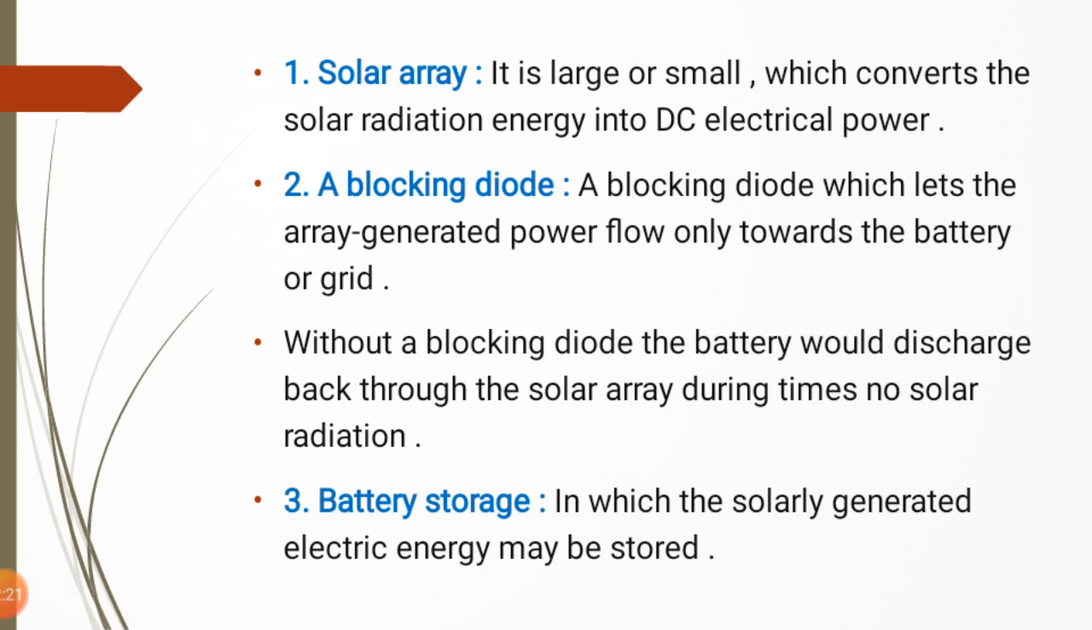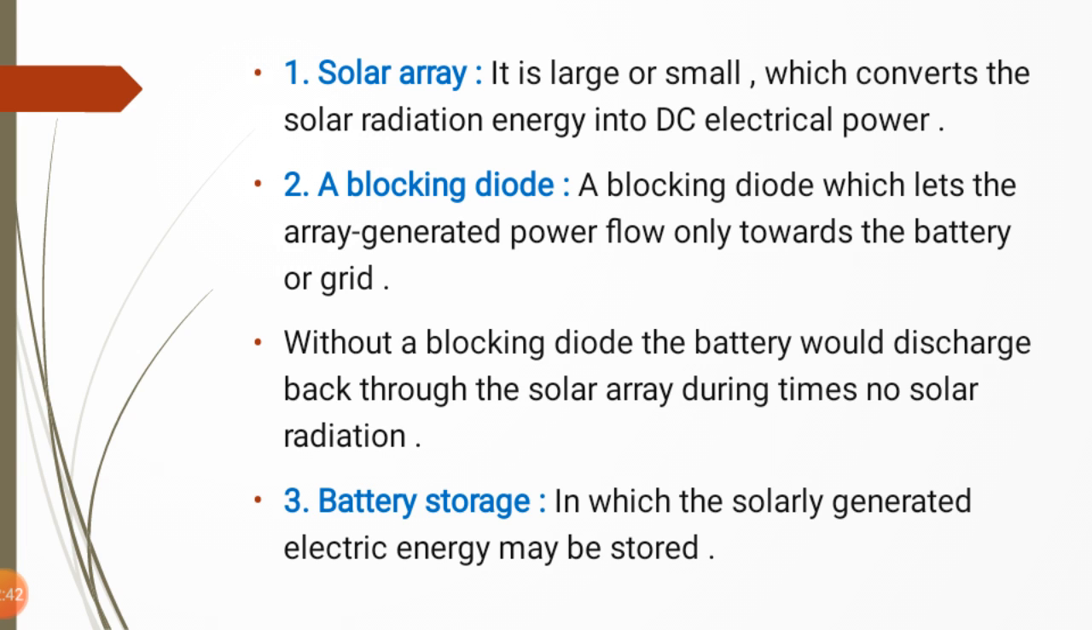This is the function of the blocking diode, and it is used so that the battery will not be discharged when there is no sunlight. If there is sunlight, then there is no problem. It can pass the electricity generated from the solar cell to the battery or grid.